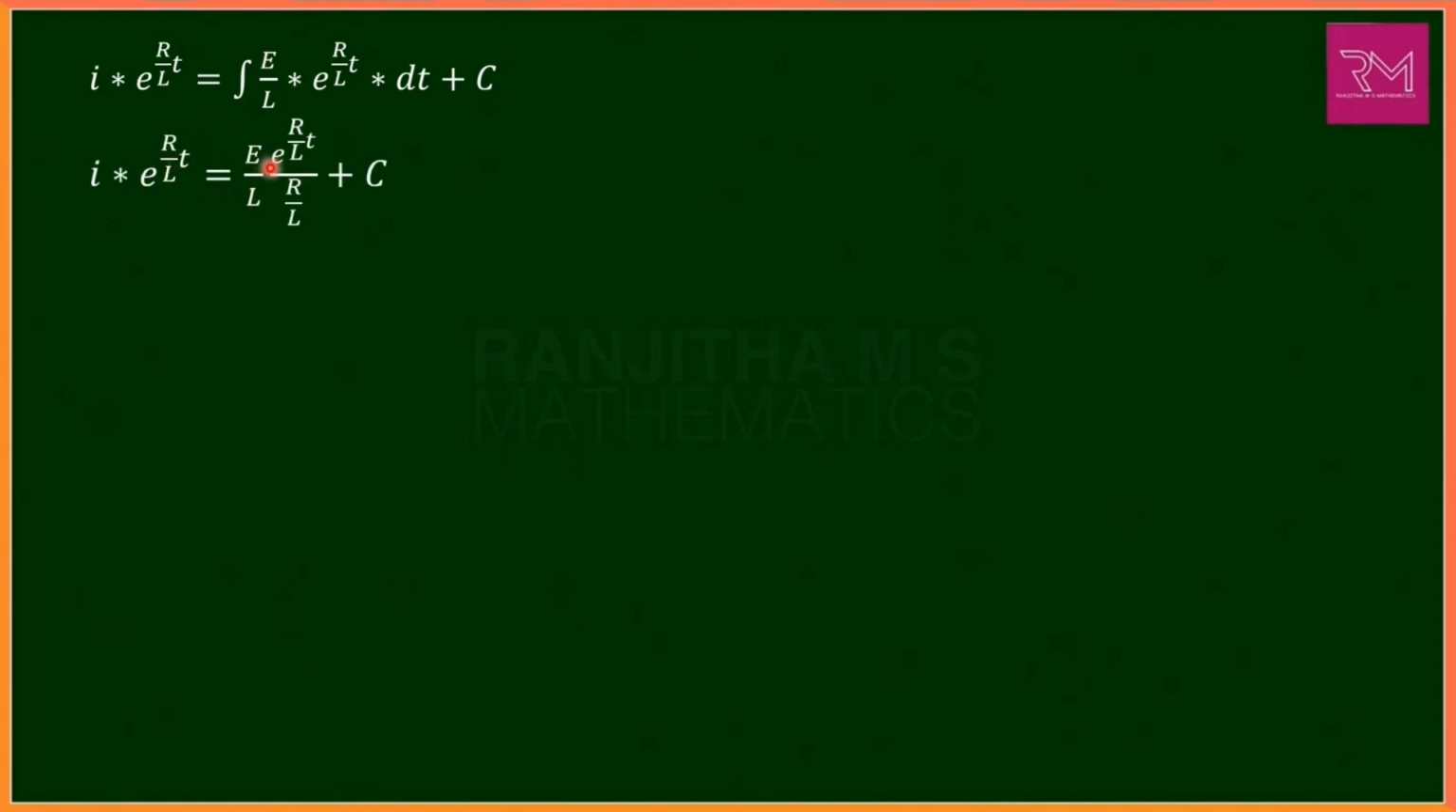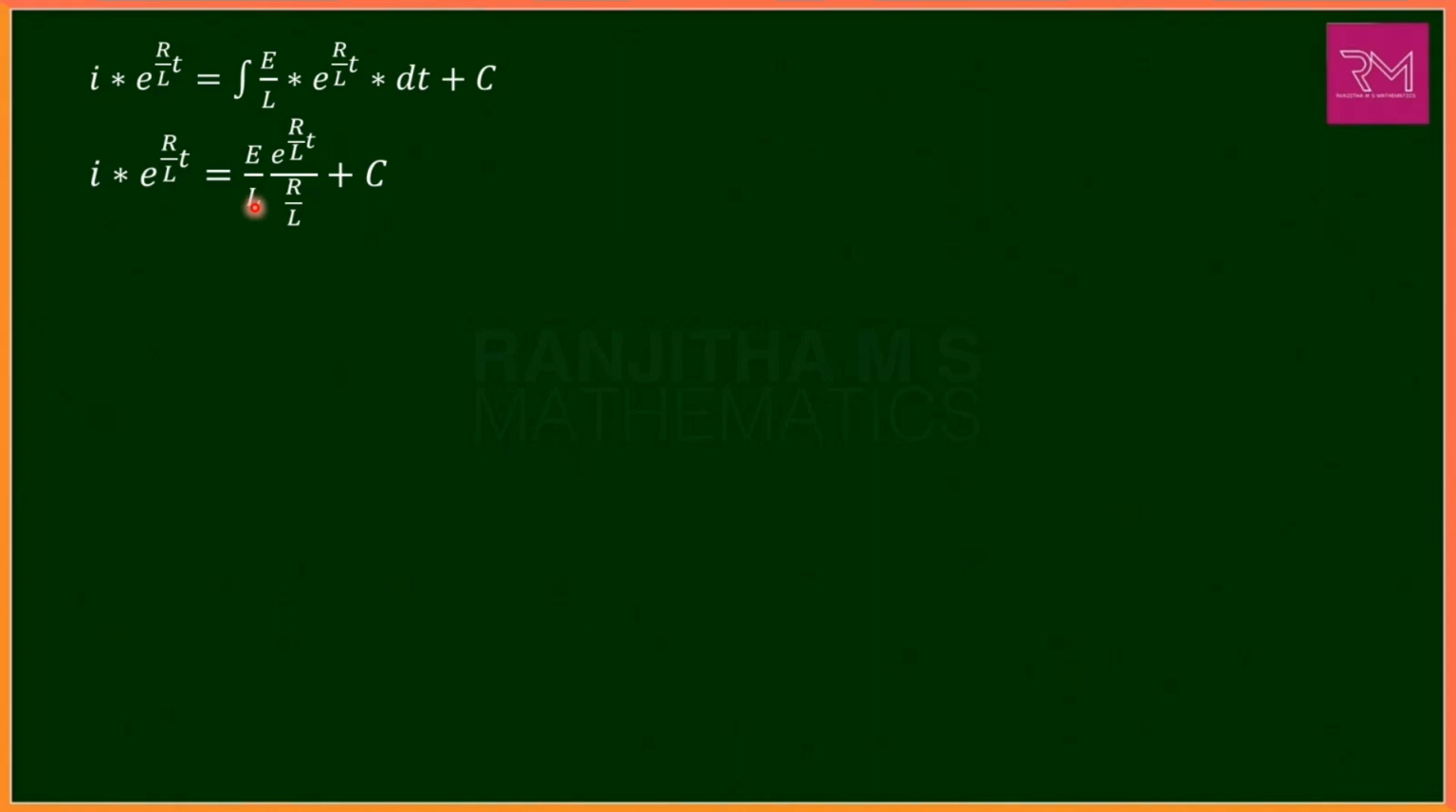We get I into exponential power of R by L into t, which is equal to E by L into the integral of e power R by L t. This is of the form integral of e power ax. We know that integration of e power ax is e power ax divided by a. So substituting that value, where a is R by L, we get exponential power of R by L into t divided by R by L plus c.